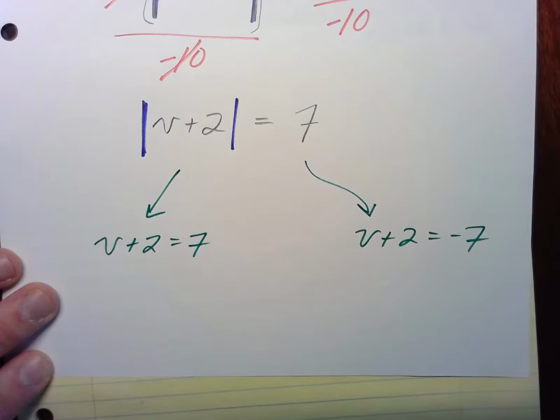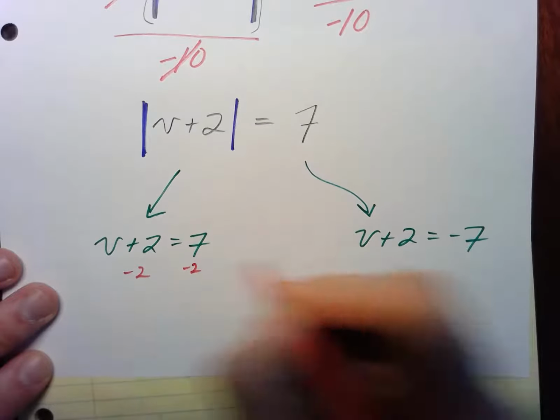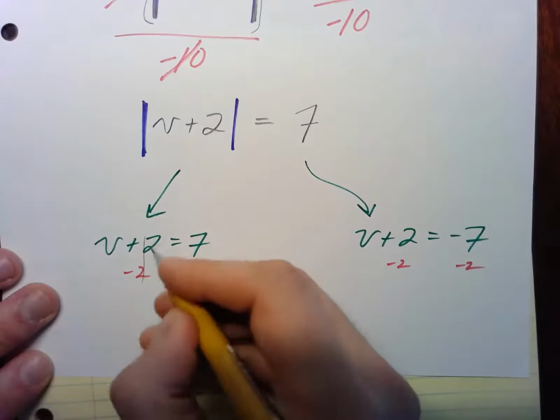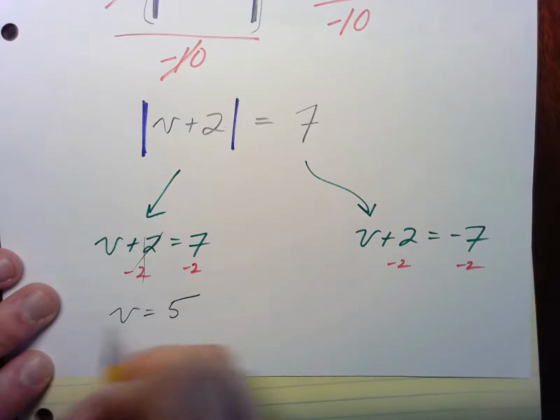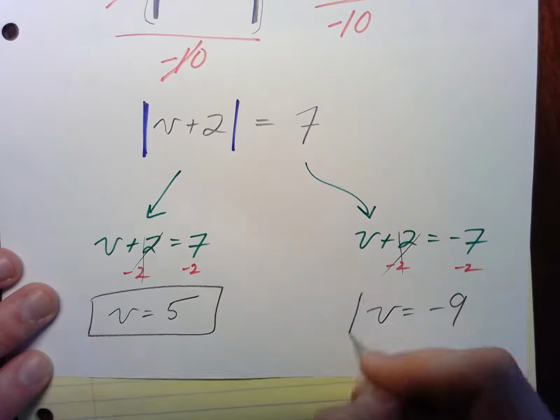And so now I'm just going to subtract 2 and subtract 2, and those cancel, of course. I'm left with 7 minus 2 is 5, and negative 9.